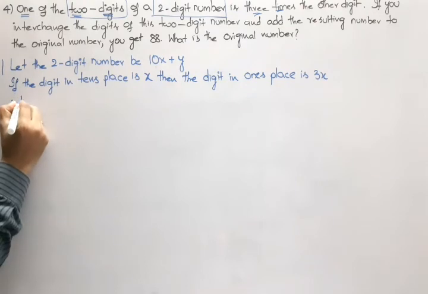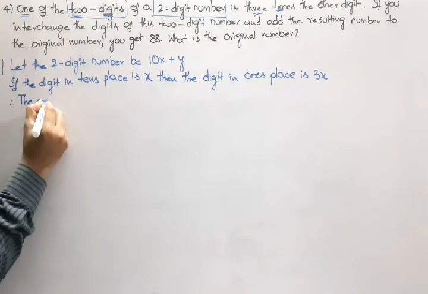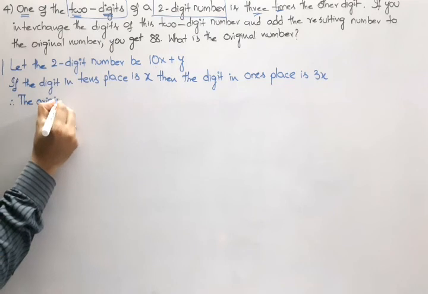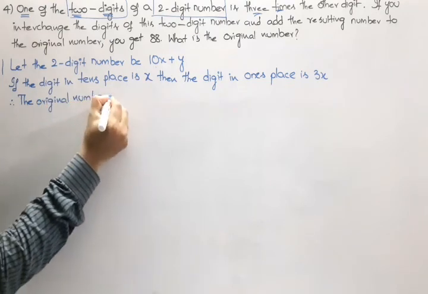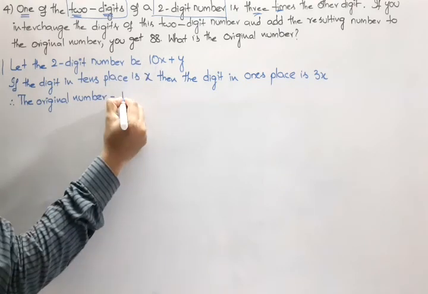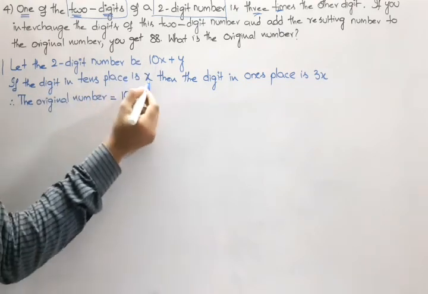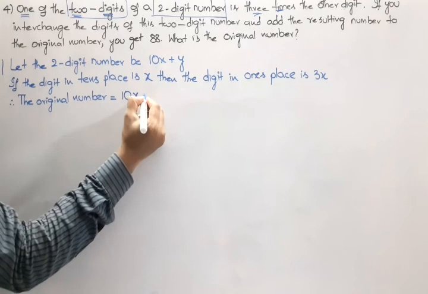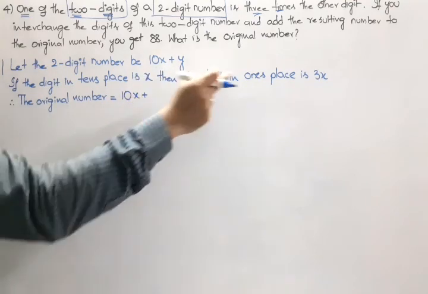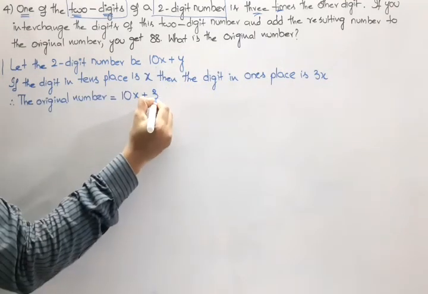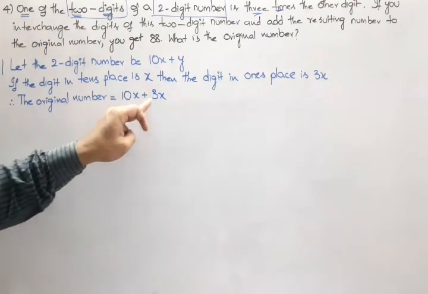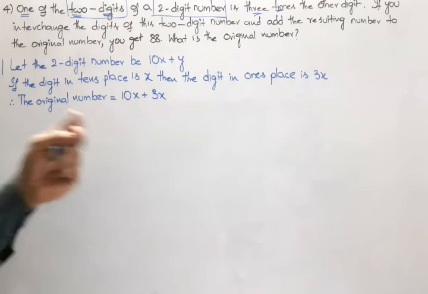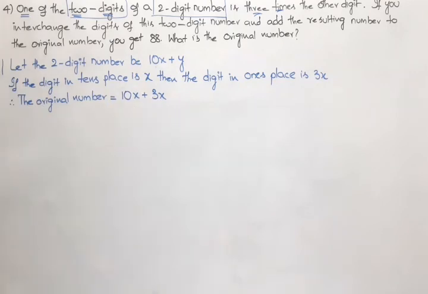Therefore, the original number is equal to 10x. As we are taking the digit in tens place as x, x will come as it is, plus y should be replaced with 3x. Hope you are clear now. So 10x plus 3x is the original number. Now let us continue the question.